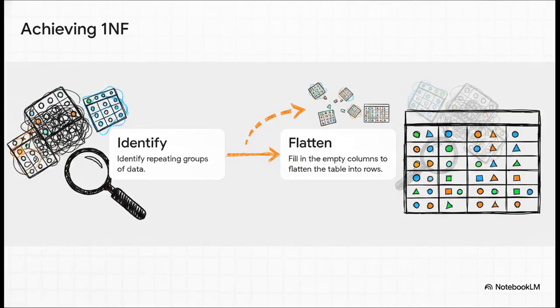To achieve first normal form, we really just follow 2 simple steps. Step 1, we identify all those messy repeating groups of data. Step 2, we flatten the whole table out by filling in the empty columns.